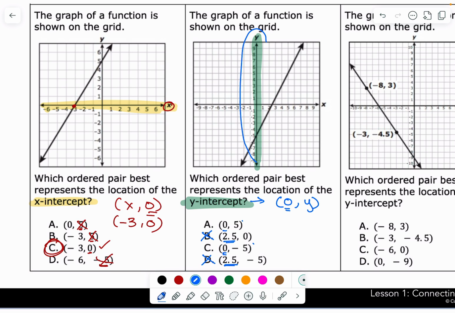My apologies. If I look at the graph, I see on my Y line, we touch -5. So my answer should be 0, comma, -5. So my answer should be C.